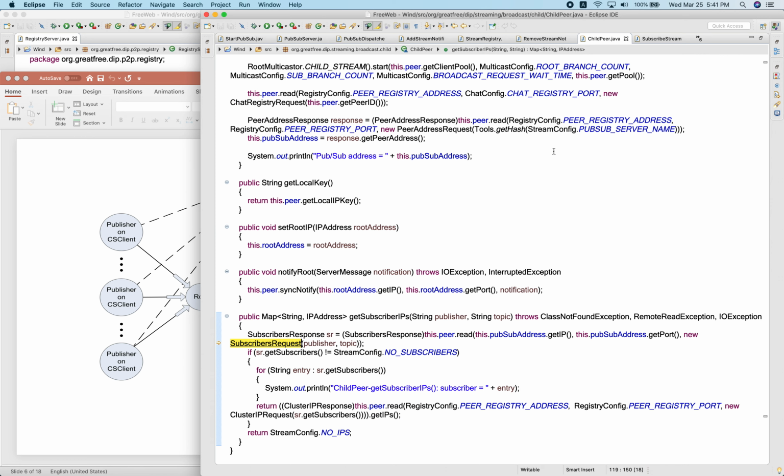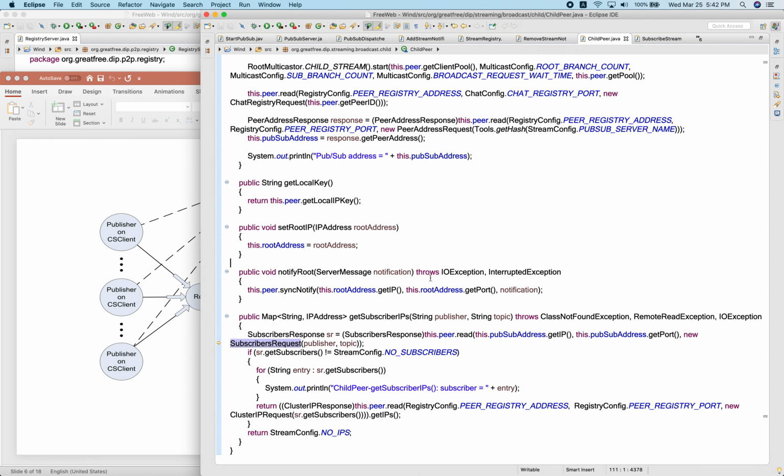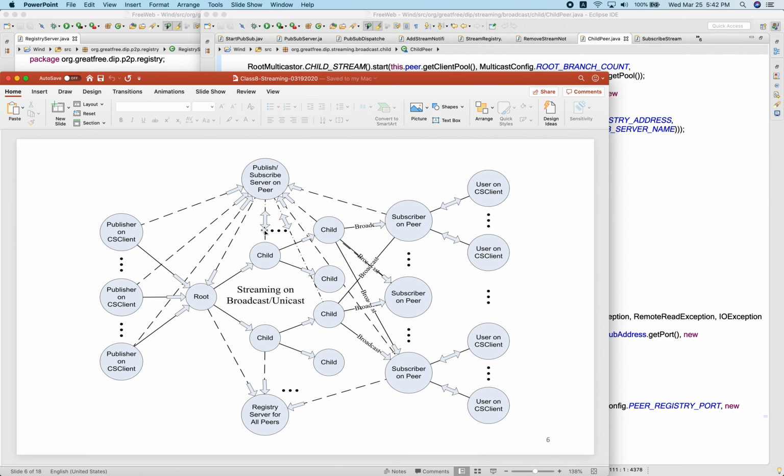First, the child. You can see the child needs to interact with the publisher, not the publisher, the publish-subscribe server, because all the children need to interact with the pub sub server.